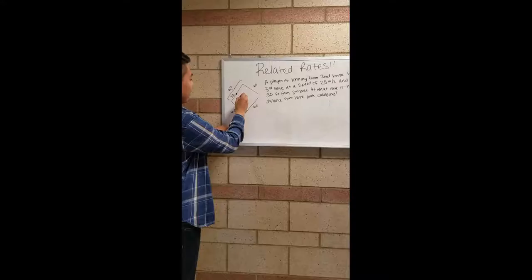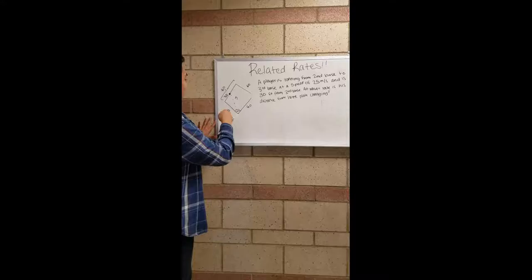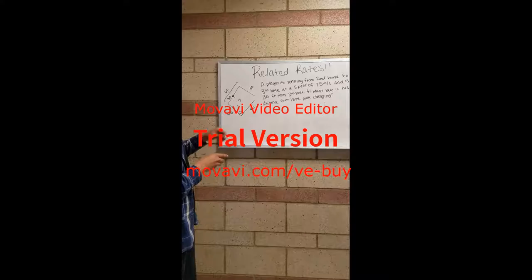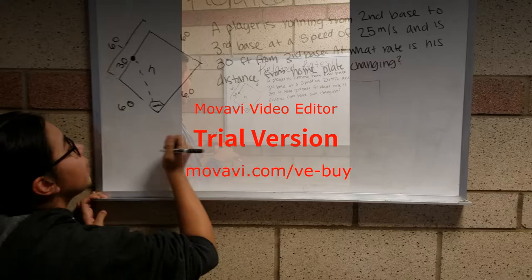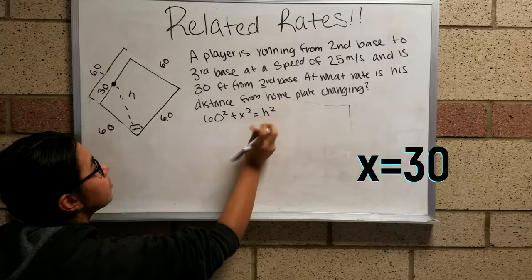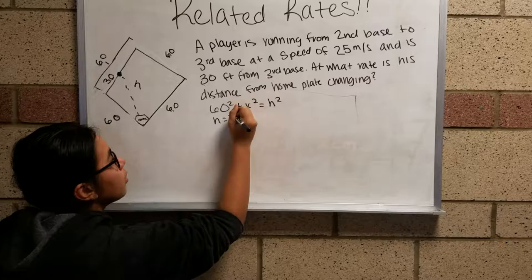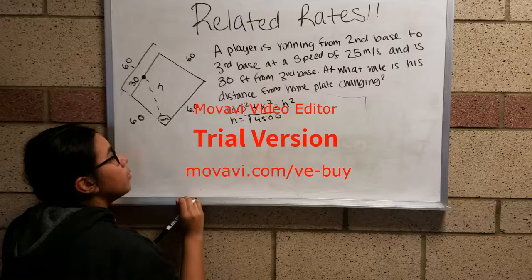Since the baseball diamond is a square, all the sides will be the same. So to find H, we have 60 squared plus x squared is equal to H squared. To find H, then, you get H is equal to the square root of 4,500. And you can simplify it down, but it doesn't really matter.